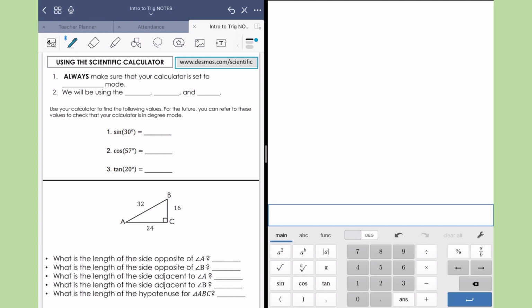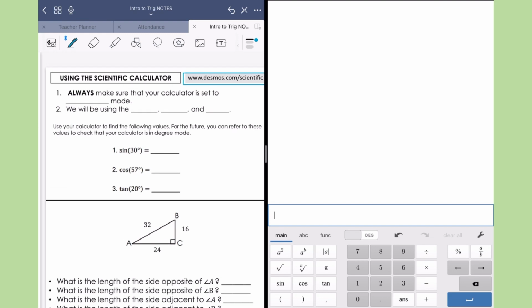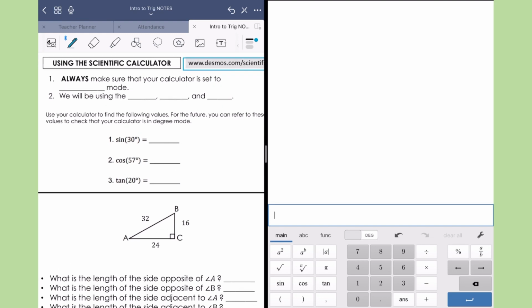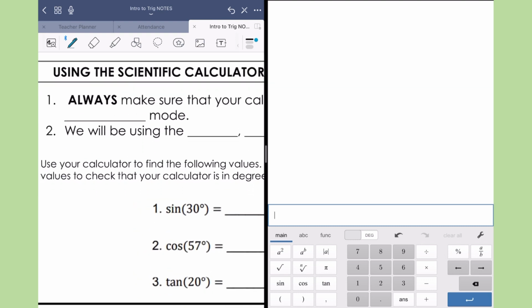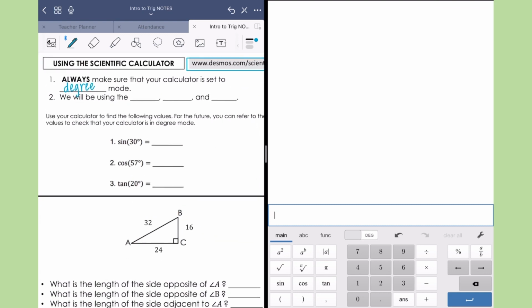So let's fill in our notes. It says, always make sure that your calculator is set to degree mode. Okay, it always needs to be in degree mode. Otherwise, your answers will be wrong. So where's the degree mode? Look over here where I have this right here. See how it's radians, degrees over here on the right? It needs to say degrees. If you don't see the DEG, your answers won't be right.